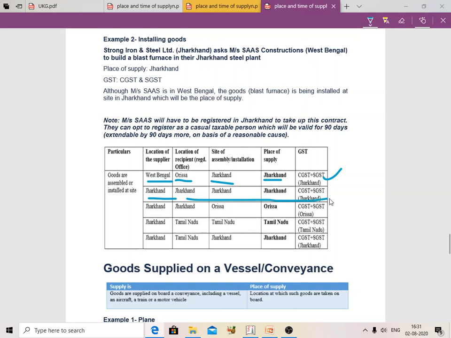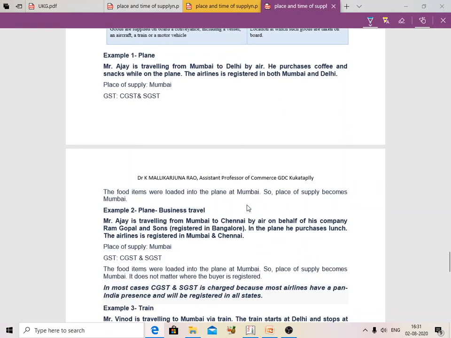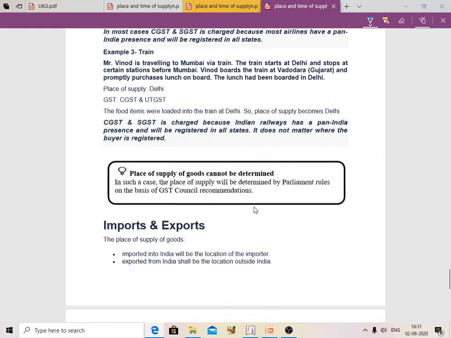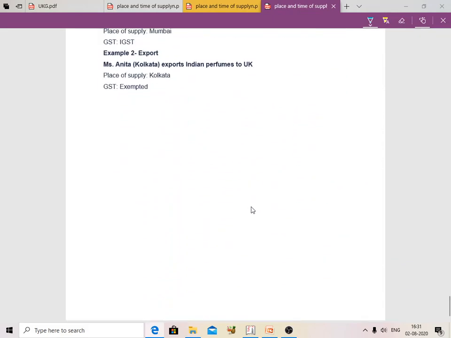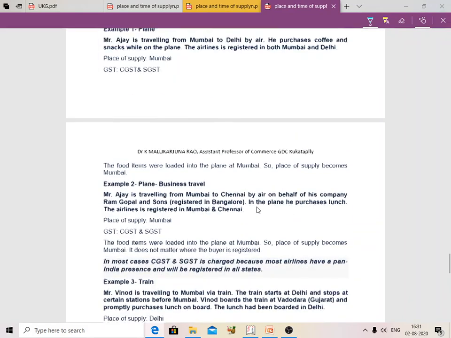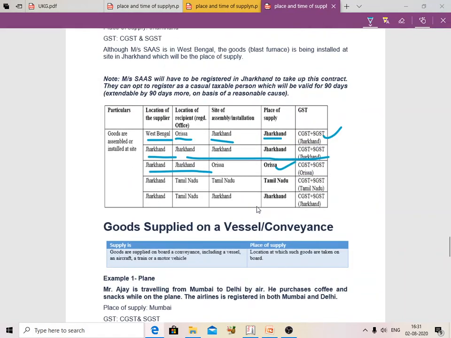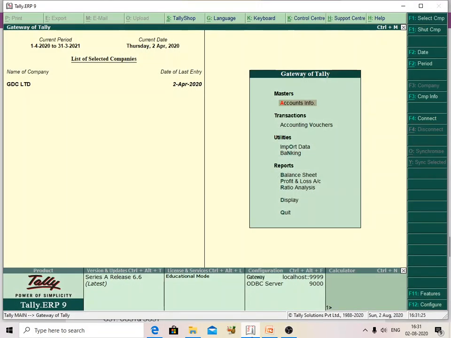So if it is Jharkhand, Orissa, the place of supply is Orissa. So we have to define the tax rates, either IGST or CGST and SGST. This is the basic information to know before posting the transaction in Tally ERP9. Now I will move on to post the service transactions in Tally ERP9.